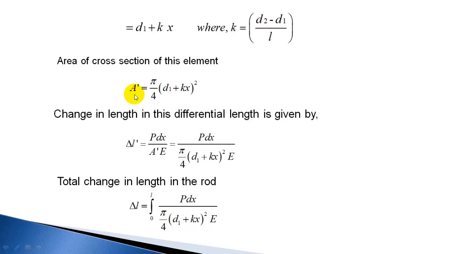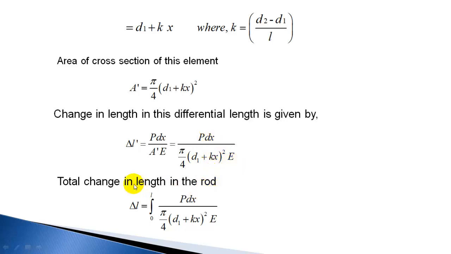Now you can find the change in length in the differential length as delta L dash. I am just putting dash, that is only the change taking place in the differential length. In this case it is an increase because it is an axial pull. P into dx by A dash E, the PL by AE equation only, but A is A dash and L is dx. So now I am substituting this area, pi by 4 into d1 plus kx squared into E.